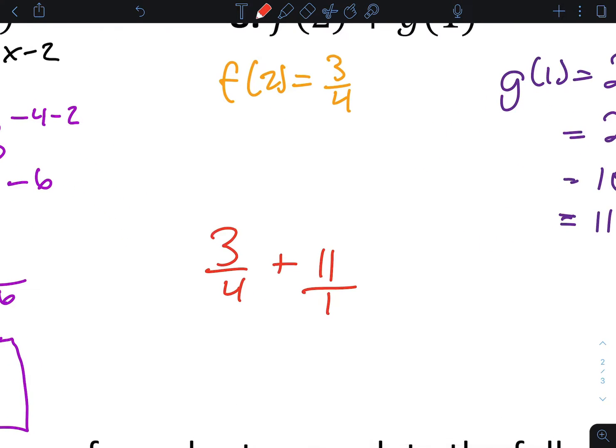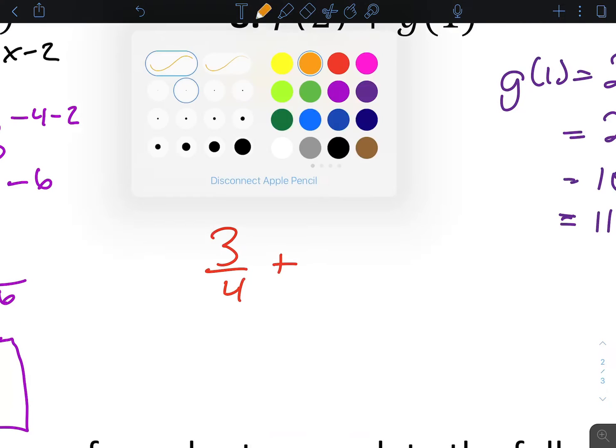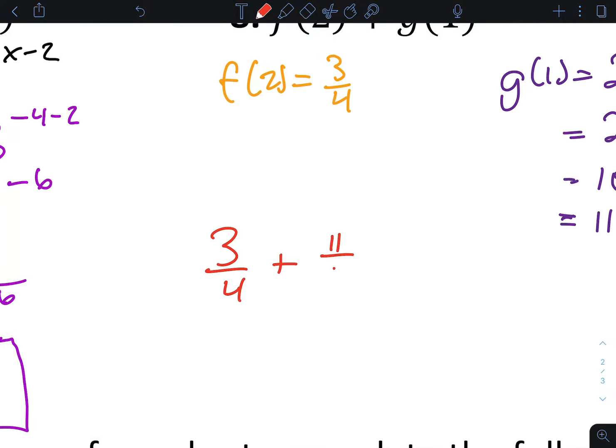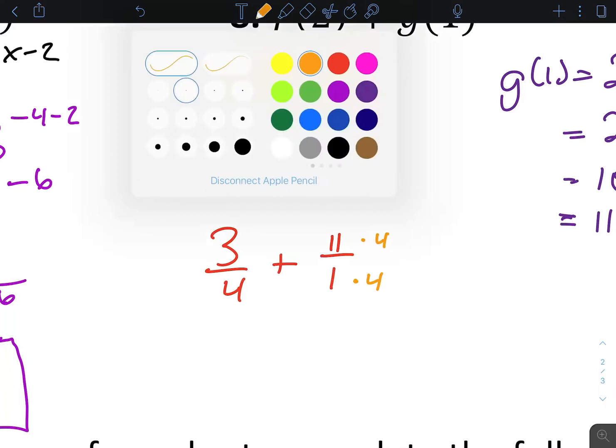My first step when adding two fractions, I recommend putting it over 1 if you don't have it already. Now, I want to get a common denominator. Between 1 and 4, I would like 4 to be my common denominator. So I'm just going to rewrite this. To change this 11 over 1 to have a denominator of 4, I'm going to multiply both the bottom and the top by 4.